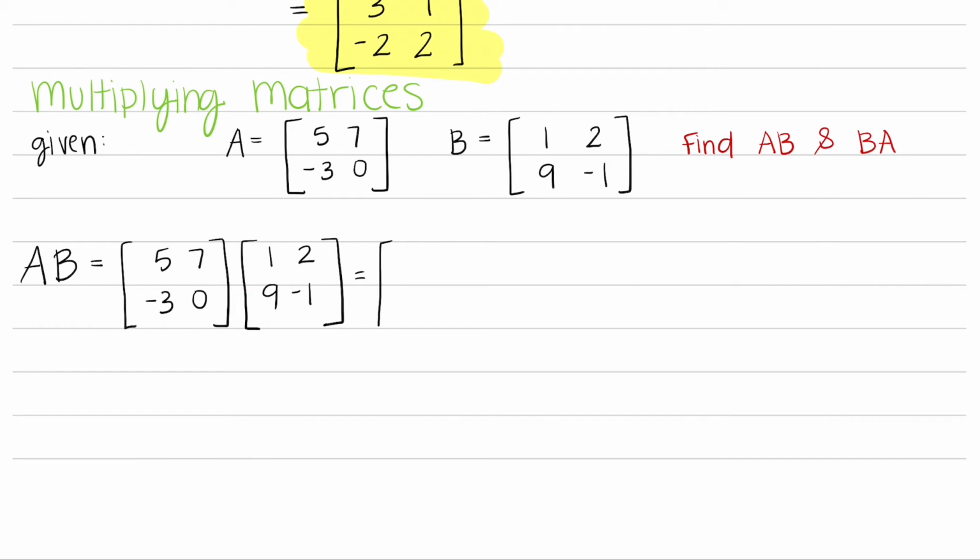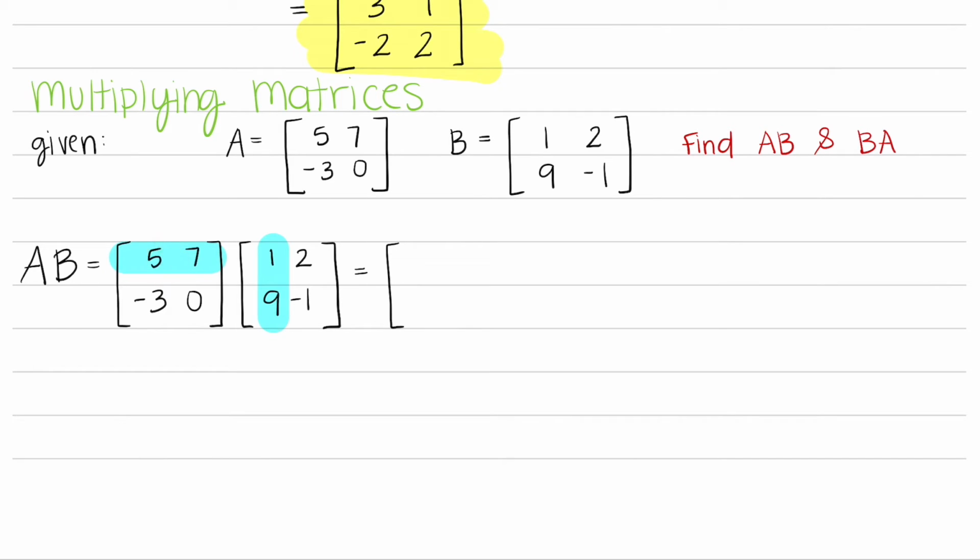So you would multiply the 5 times the 1 plus the 7 times the 9. And you would put it here in that first slot on the left. Now to find the term in the second column of the first row, you would need to multiply the first row of the first matrix times the second column. So in this case, it would be 5 times 2 plus 7 times negative 1.